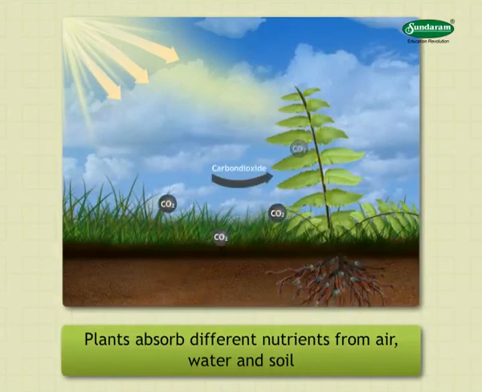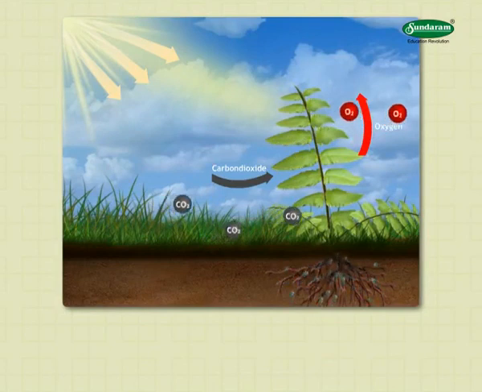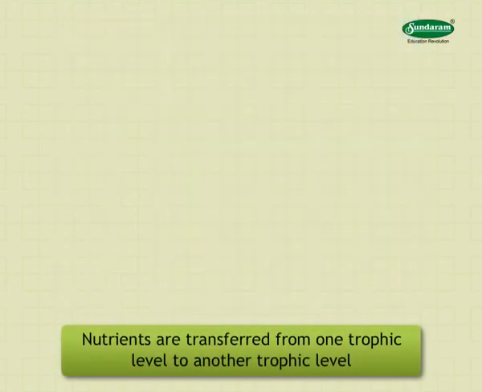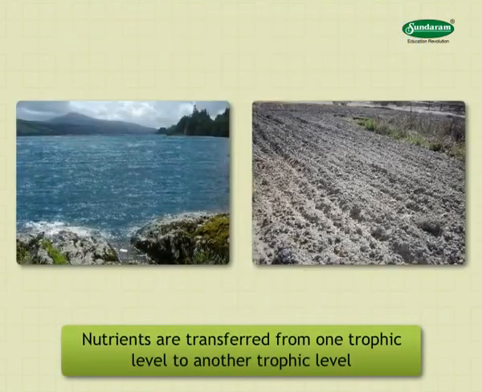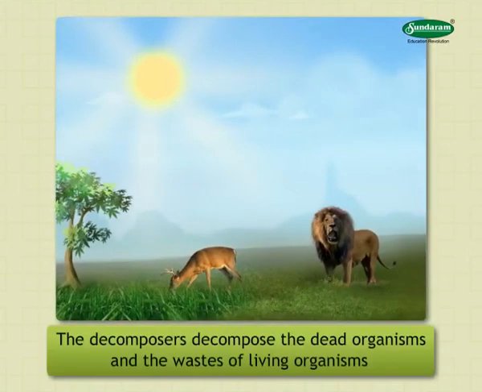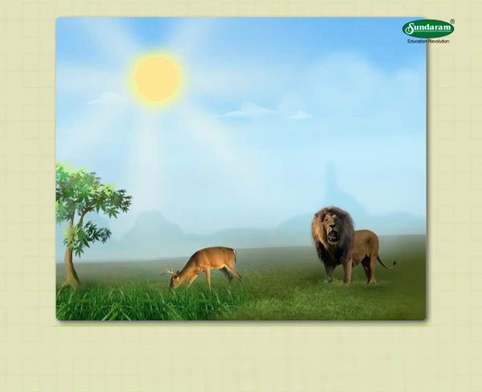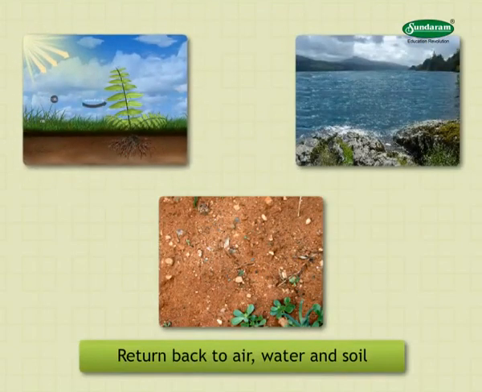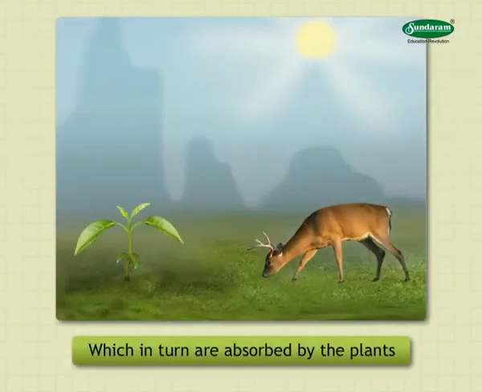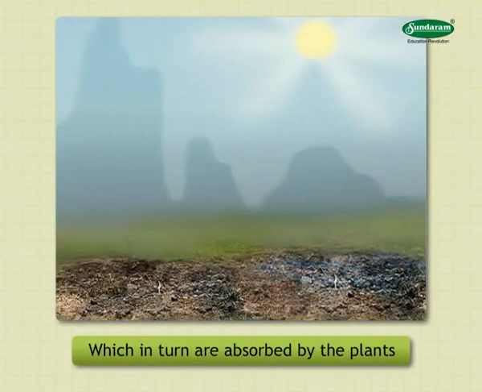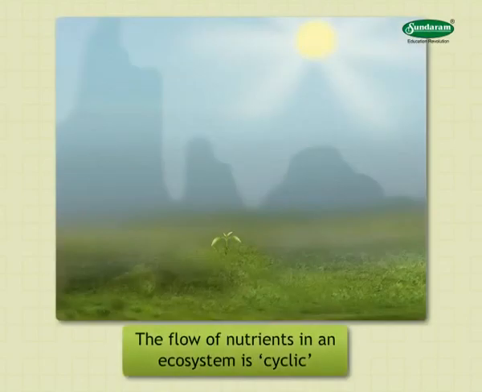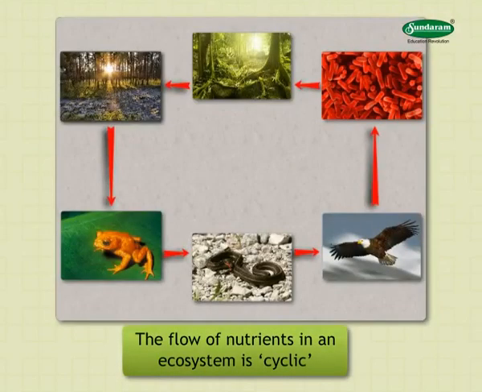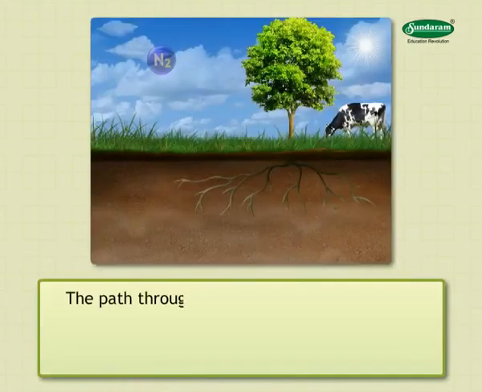Plants absorb different nutrients from air, water, and soil. These nutrients are transferred from one trophic level to another trophic level, and so on. Finally, the decomposers decompose the dead organisms, and the wastes of living organisms return these nutrients back to air, water, and soil, which in turn are absorbed by the plants. Thus, the flow of nutrients in an ecosystem is cyclic.